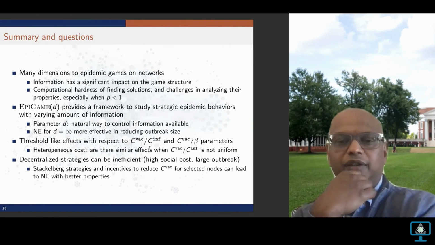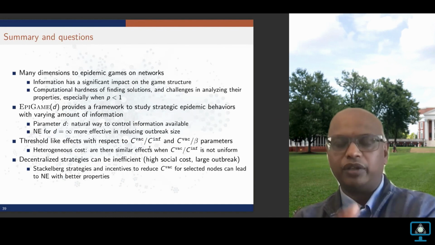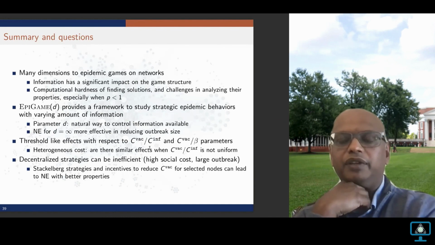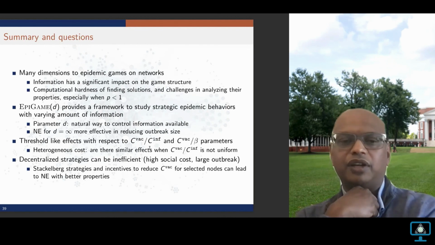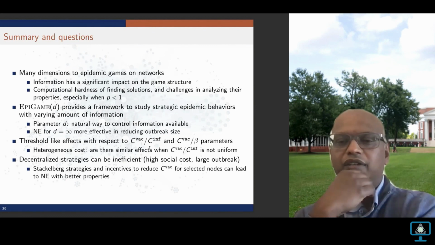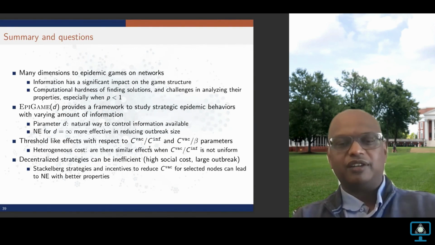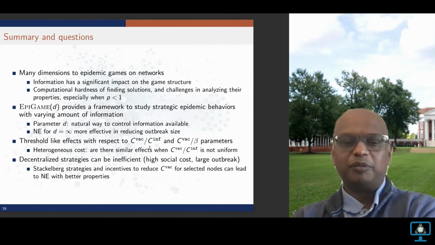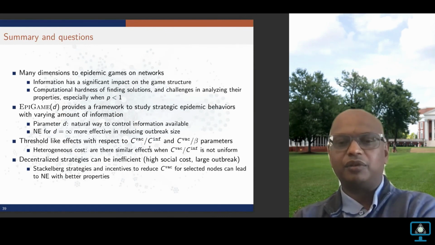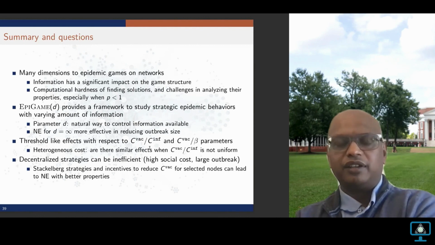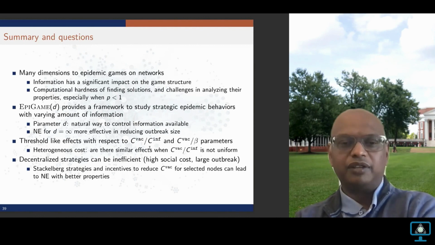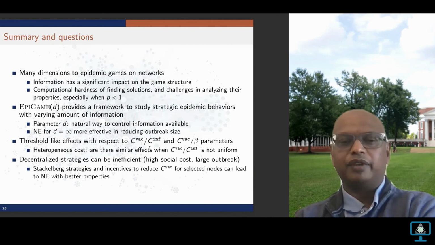The other thing is sometimes decentralized strategies, in some regimes, like we've seen, can be quite inefficient. They can have a high social cost or large outbreak. And so it's interesting to look at Stackelberg strategies and incentives to reduce these costs for some selected nodes and end up with Nash equilibria with better properties. There's a particular thread of work that Haifeng has done on signaling, which I think might be relevant here, on how to provide signals to nodes when they're deciding so that they are better off getting vaccinated.